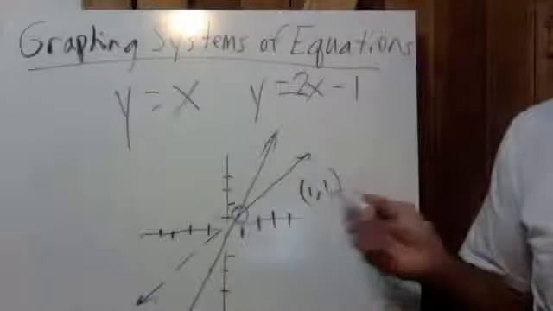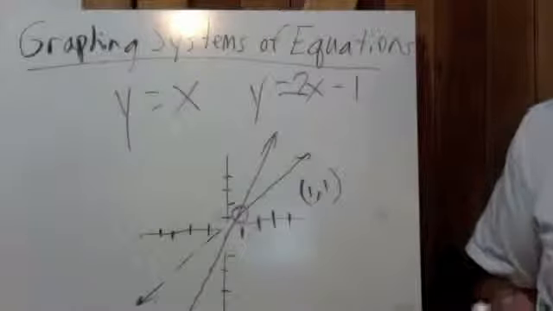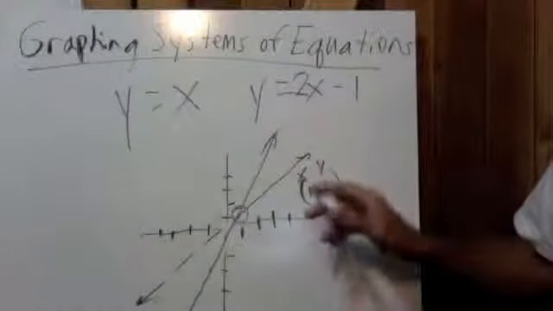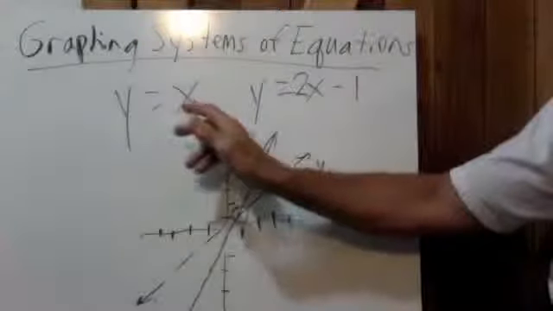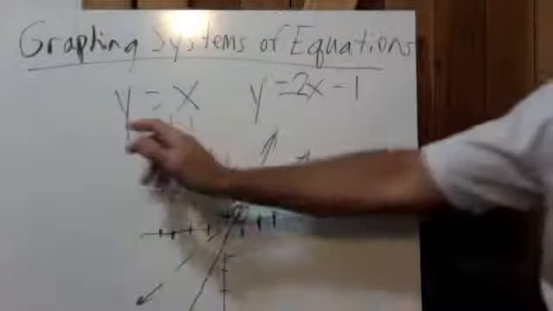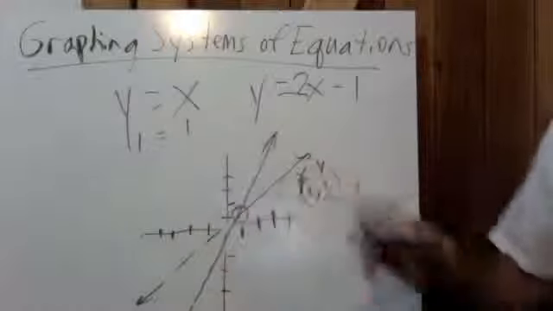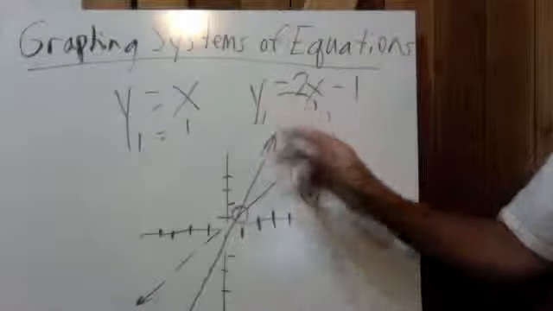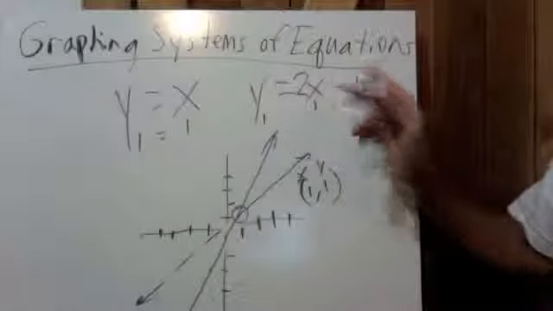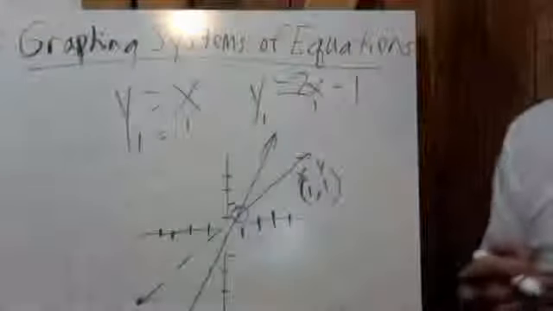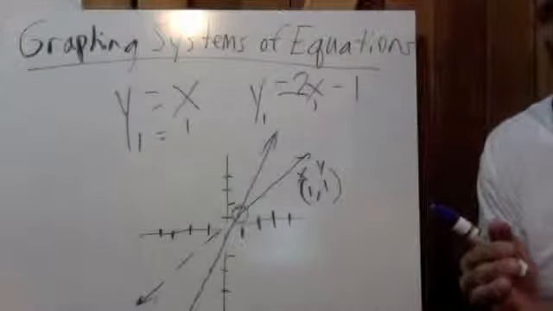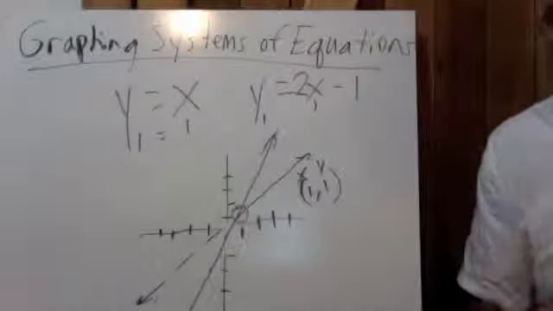Now, why don't we try that? Let's see if this makes both of them true. So here's our x, and here's our y. Stick in 1 here, and 1 here. Well, 1 definitely equals 1. Stick in 1 here, and 1 here. 2 times 1 minus 1 equals 1. So that's the spot where both of the equations are correct.